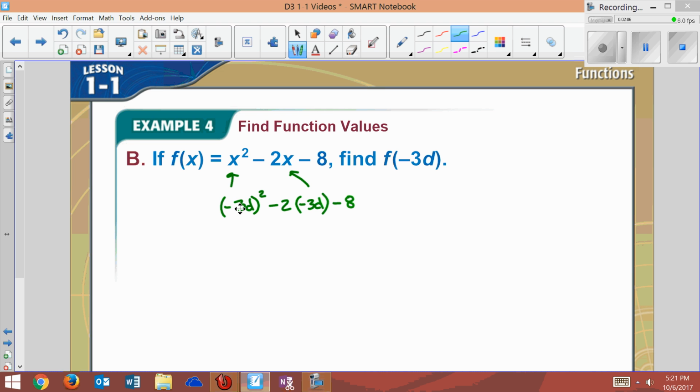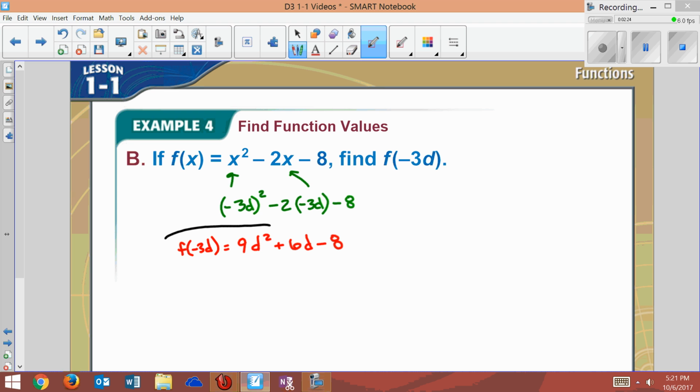When I square negative 3, negative 3 times negative 3 is 9. I'll have 9d squared. Negative 2 times negative 3 becomes plus 6d minus 8. That would be f of negative 3d, just like that. And that would be my answer here. With a variable like this, we can't type that in the calculator, so that won't do us any good.